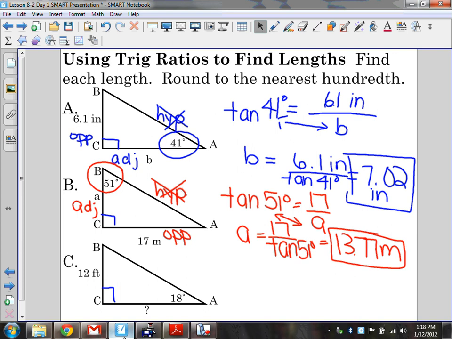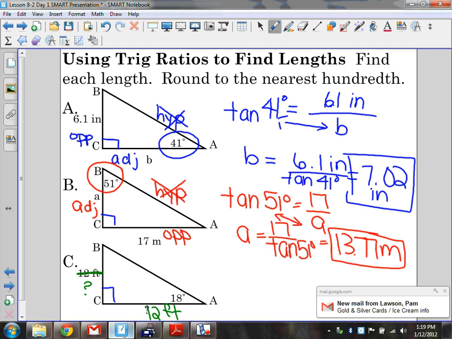I'm going to ask you to change some information, only because I want to do a problem that's a little bit different than these two. I'm going to ask you to cross out 12 feet and write a question mark. And in for this question mark, you can write 12 feet. So we're just going to flip the two of them.